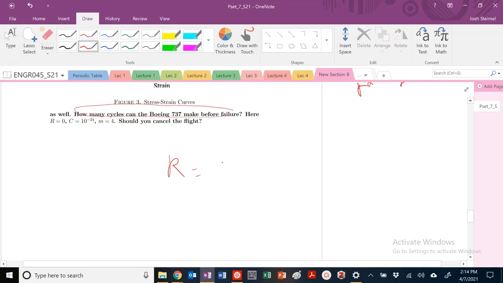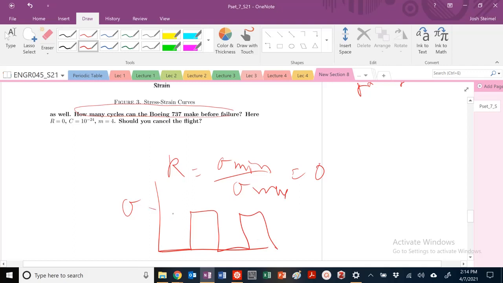So if R is equal to 0, we know R is sigma min over sigma max. So if this is 0, we know that the stress profile looks like this. Nothing here, and then this is 100 MPa.